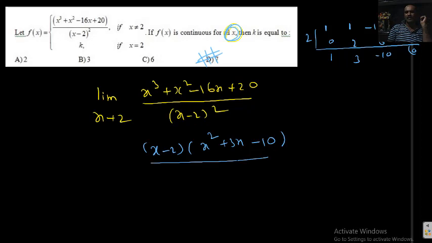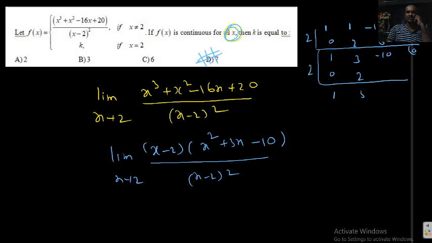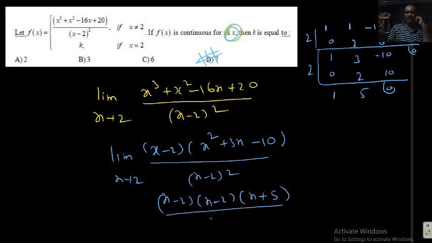Okay, by (x minus 2) whole square, limit x tending to 2. Again you can factorize this with the 2 only. 2 is a factor: 1, 2, 5, 10, 0. What is the meaning of that? (x minus 2) into (x minus 2) into (x plus 5), another one by (x minus 2) whole square, limit x tending to 2. Okay, x is tending to 2, not equal to, that's why I cancel this. So what happened? 7. So f of k equal to 7.